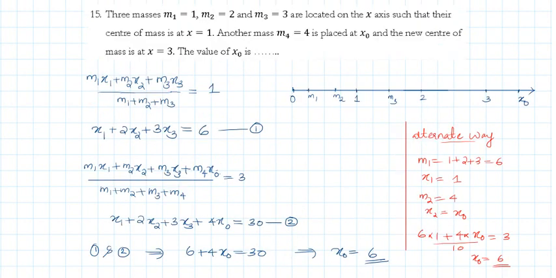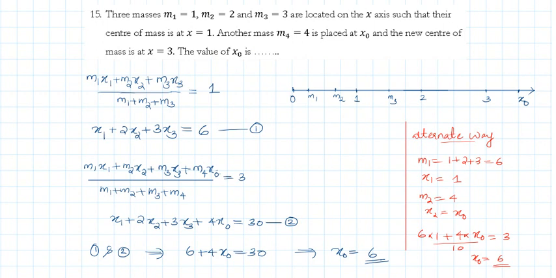Next question. 3 masses m1 equal to 1, m2 equal to 2, m3 equal to 3 are located on the x-axis such that their center of mass is at x equal to 1. Another mass m4 equal to 4 is placed at x0 and the new center of mass is at x equal to 3. Value of x0 is? It's a very simple problem. All the masses are kept along the one-dimensional line on the x-axis.